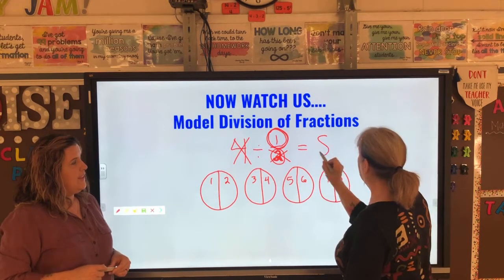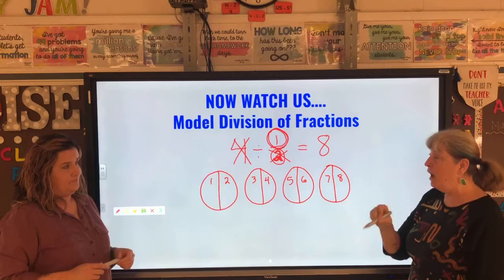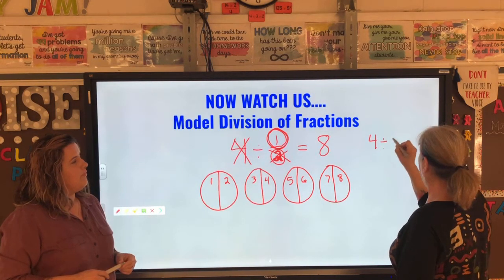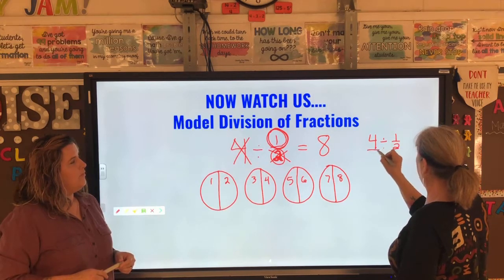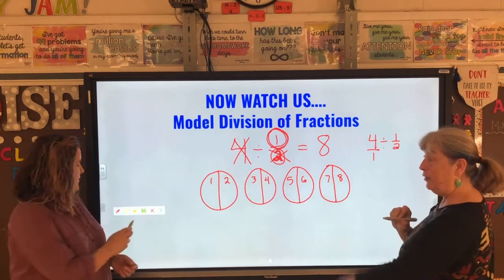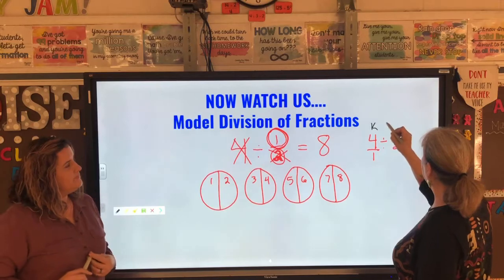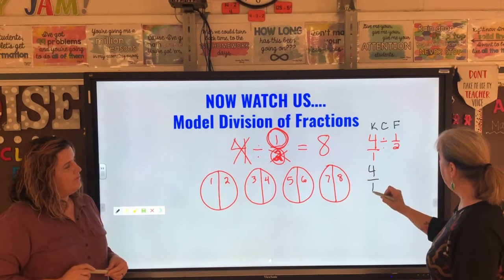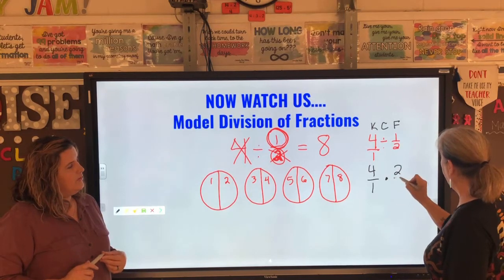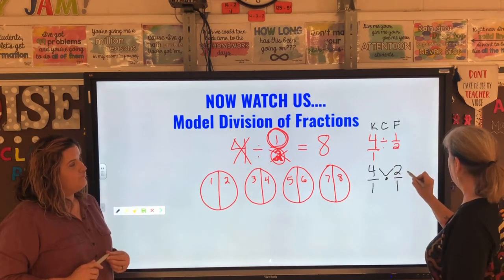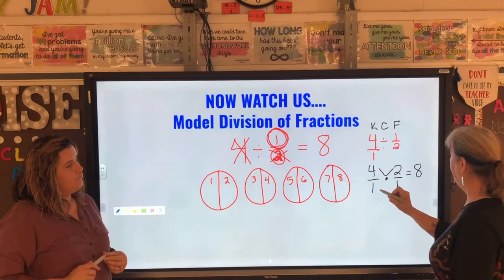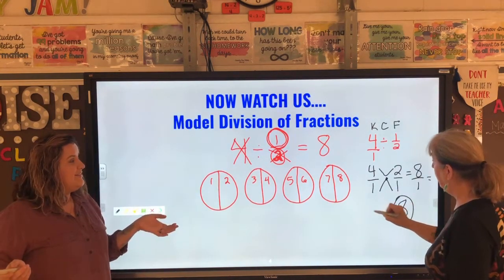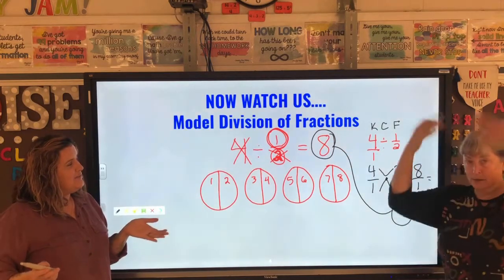So I have 8 groups of 1/2 in 4. And if I'm checking 4 divided by 1/2, 4 over 1. I'm going to keep, change, flip, just to check to make sure. 4 over 1 times 2 over 1. Multiply the tops, 8. Multiply the bottoms, 1. 8 over 1 is 8. Which means they match.